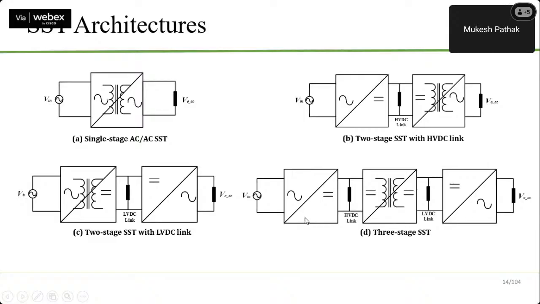Similarly, in three stage, you have an independent input rectifier, you have an output inverter, and between these two, the HVDC link and LVDC link, you have a converter and solid state transformer. So this third topology looks much more flexible in the sense that you have both HVDC and LVDC links. You can connect your renewable energy sources here, on the HVDC side or on the LVDC side also.